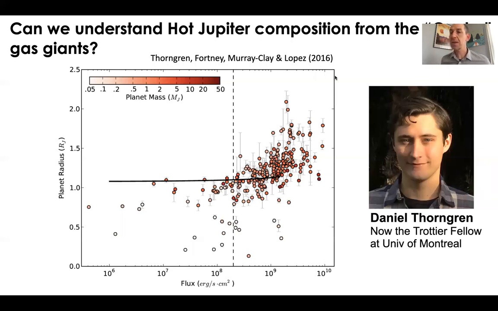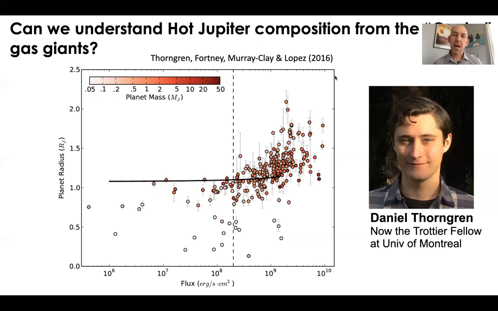This could be compared a bit to Tristan Guillot's talk, who's talking about Jupiter's interior after the Juno mission. A lot of this work that I'll be talking about was done by Daniel Thorngren, who's currently the Trottier Fellow at the University of Montreal. And what Daniel was able to do was combine our understanding of planetary physics with a Bayesian framework to infer things about the population of hot Jupiters.